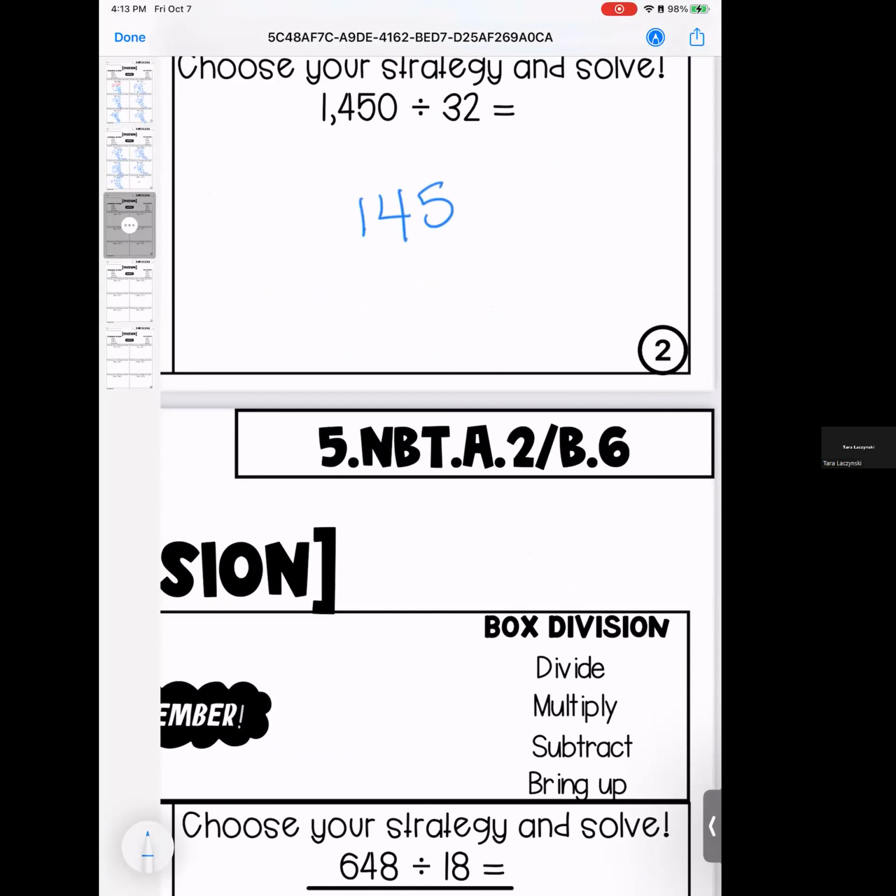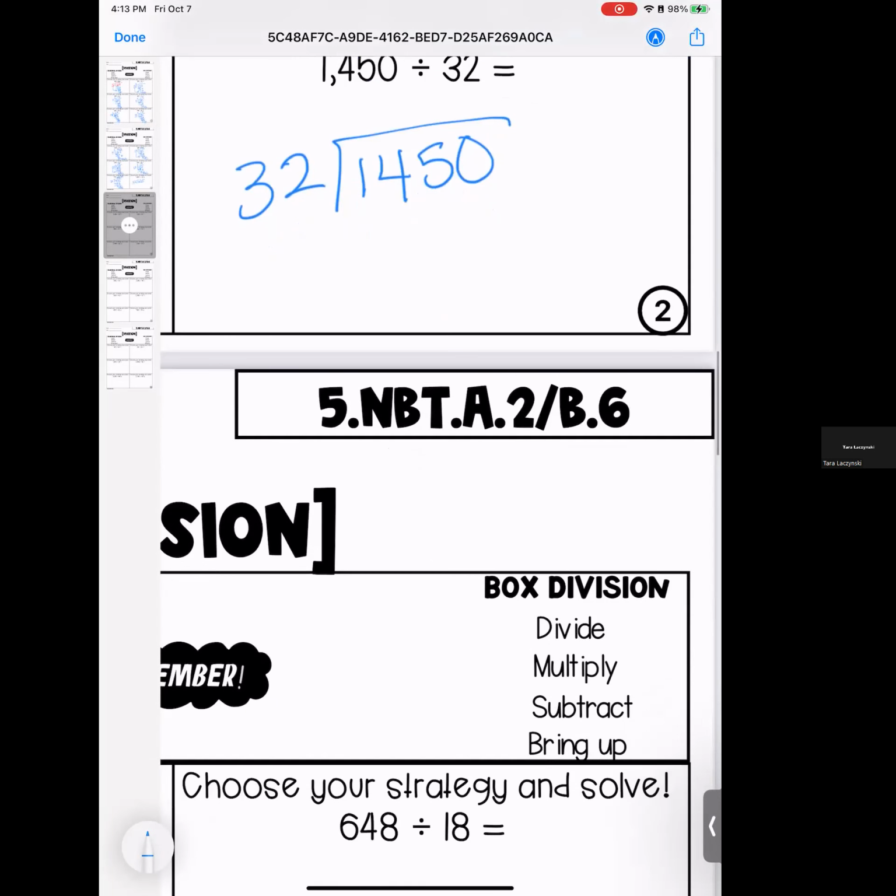1,450. We're dividing by 32. This one is a little bit tricky, right? Because 32 does not go into 1. It does not go into 14. We have to go into 145, and that is going to go in 4 times. When we multiply 32 times 4, we get 128. And when we subtract that from 145, we get 17.